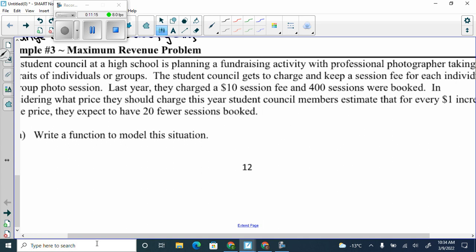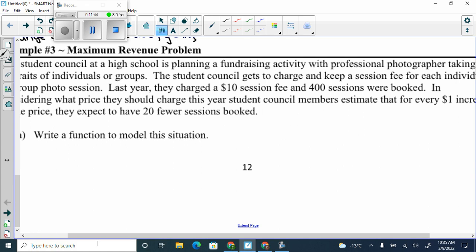Because there's a point where if you increase it too much, you're going to sell way less. Or you decrease it too little, you can't make it up by selling more because you have a maximum you can sell. Okay? So that's what these are. They're maximum revenue questions. What could I do? What could I reduce the price by and increase the amount I sell to make me more money? Okay? So this particular one, last year they sold it for $10 and they had 400 sessions.